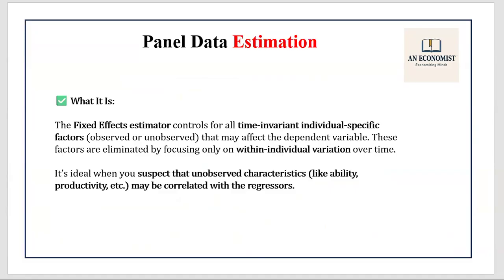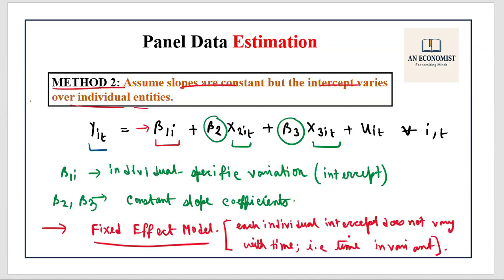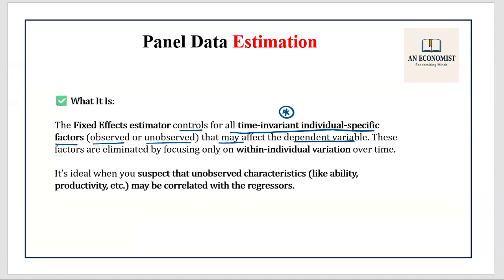See, the fixed effect estimator controls for all the time invariant individual specific factors. It can be observed or it can be unobserved. So this is the main advantage of this kind of model, that we can capture all the time invariant individual specific factors, whether they are observed or unobserved, that may affect the dependent variable, that is yi. Dependent variable, you can take it to be the production of each of the firms in our context. Now, these factors are eliminated by focusing only on within individual variation over time.